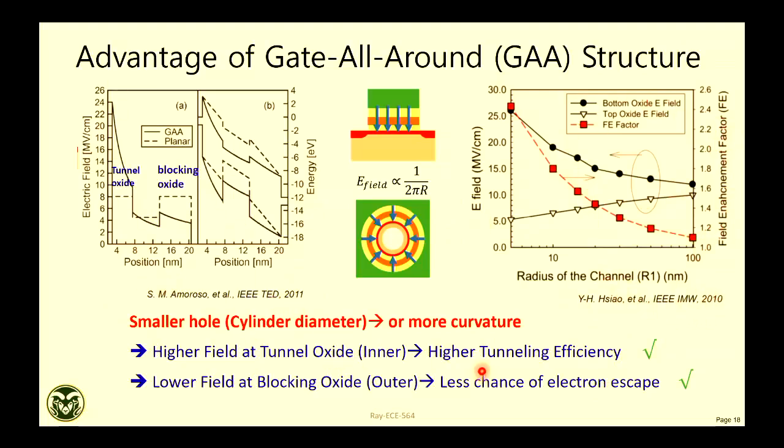But the bottom line here is making things cylindrical, right? Or having a smaller hole diameter means more curvature. More curvature means small r, which means higher electric field. And that will cause a reduction in programming voltage. You don't need, say, 20 volt, maybe 18 volt is good enough. So that was one advantage coming from 2D to 3D.